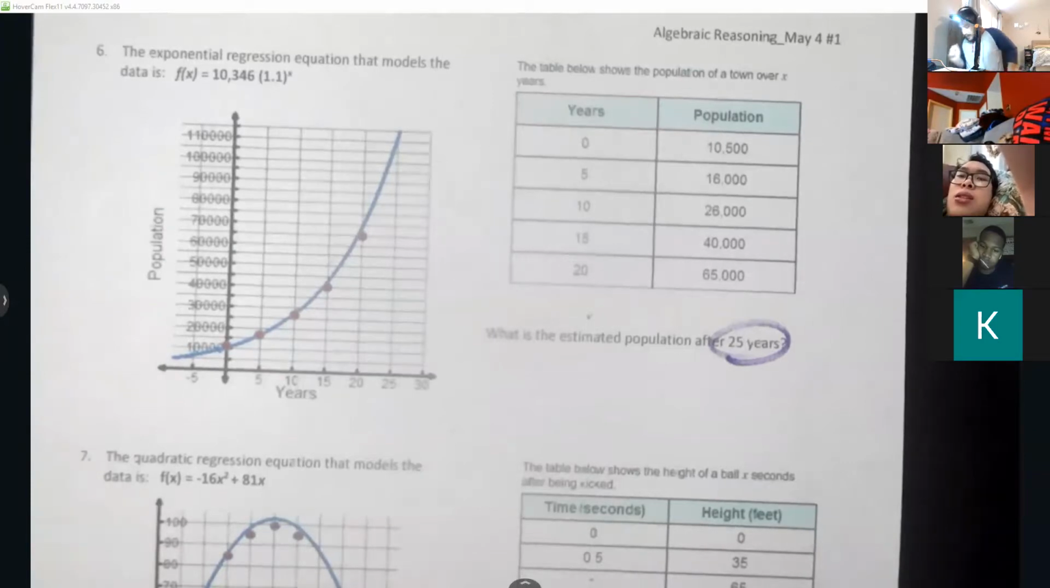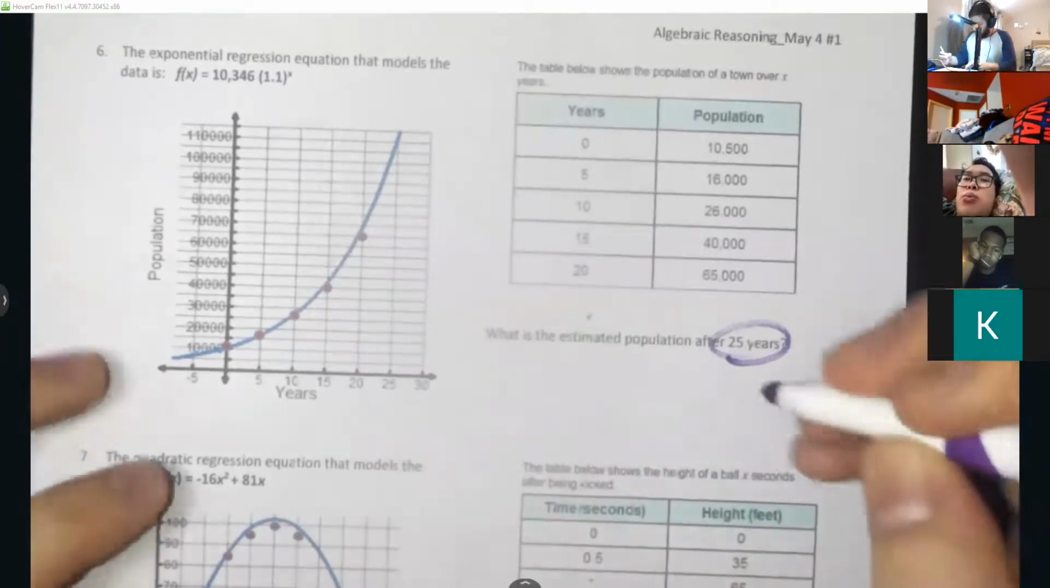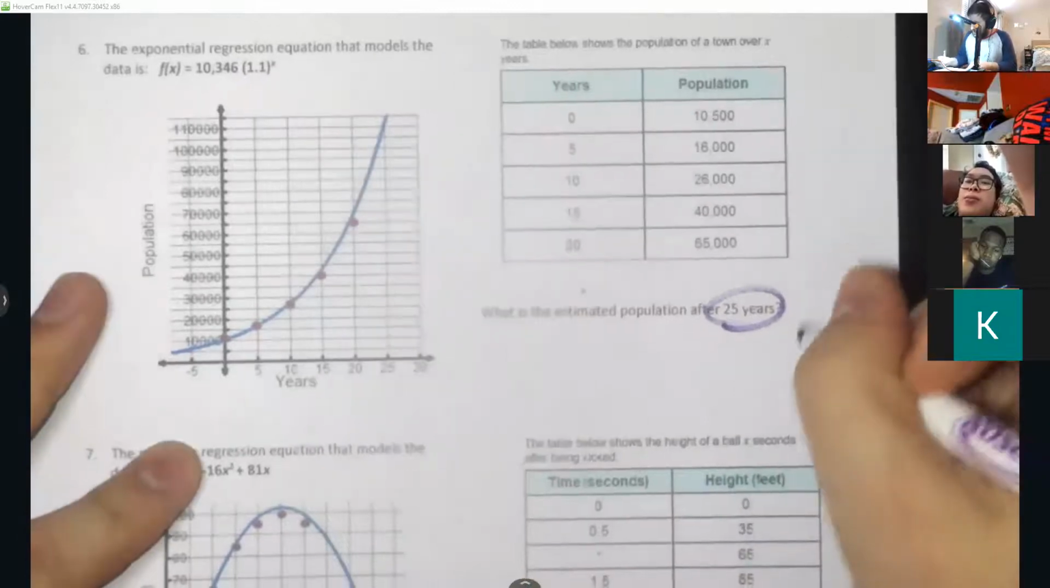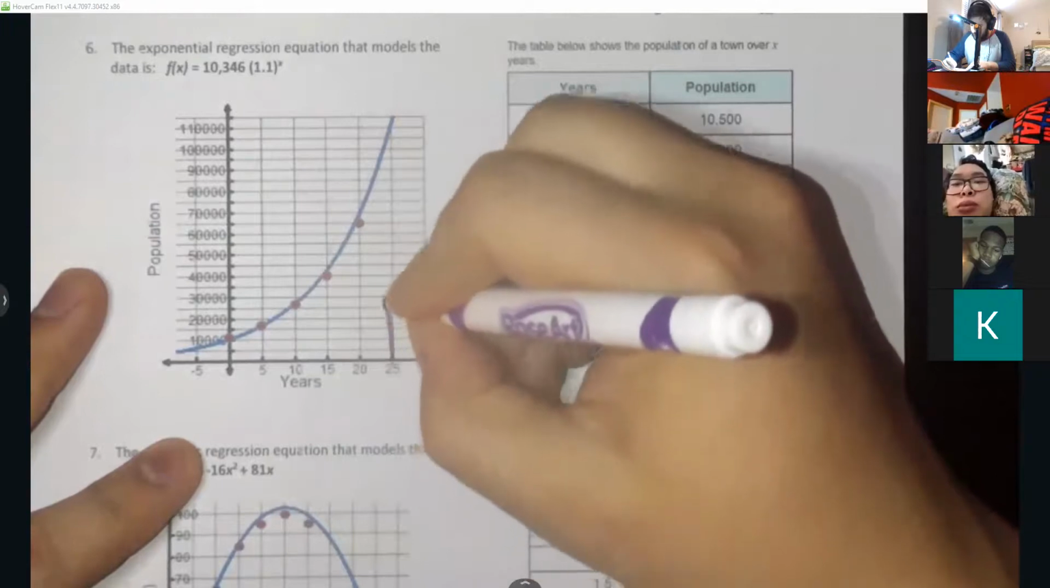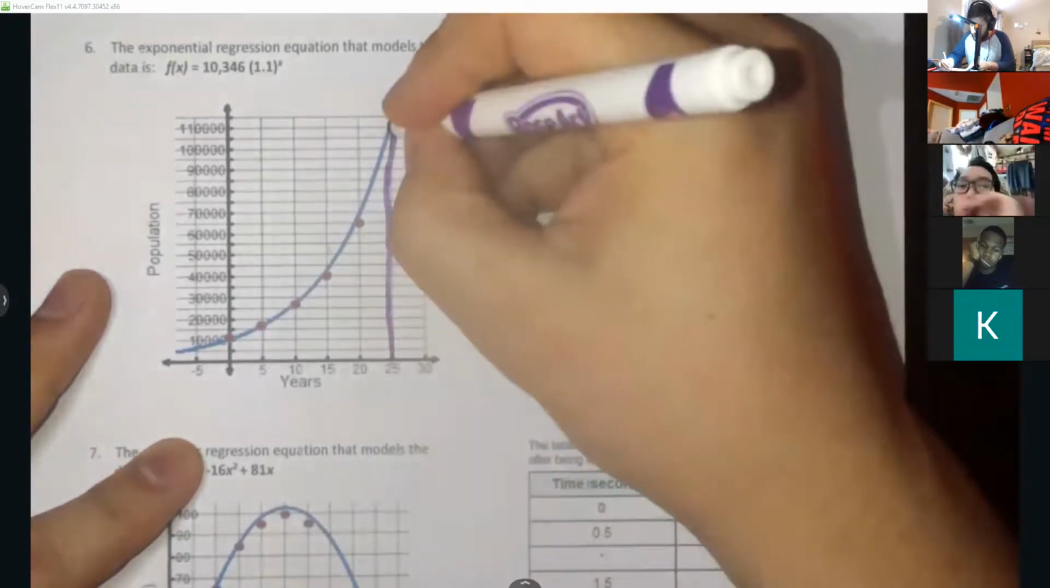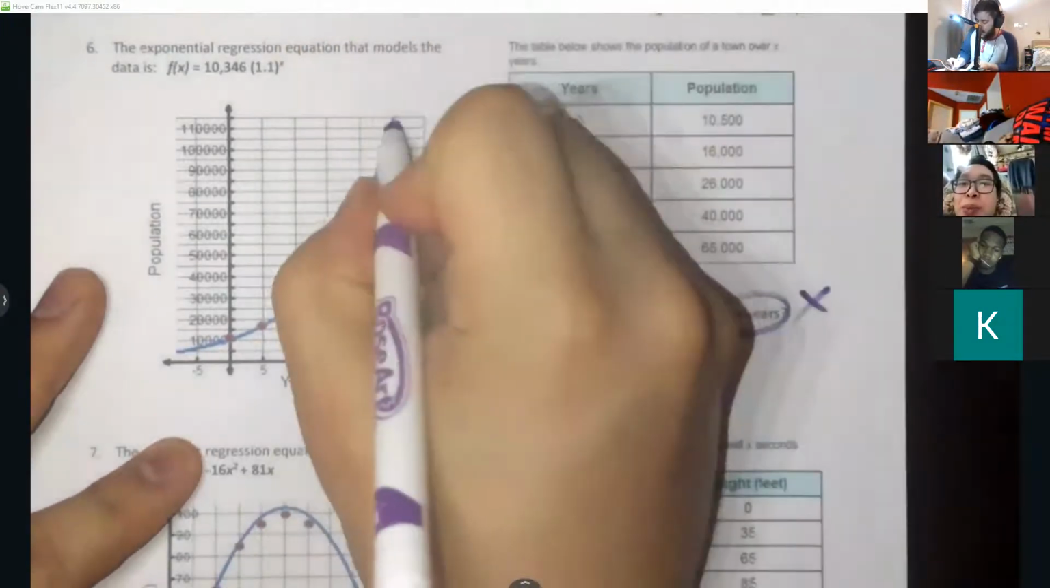What do y'all think? X. Well, year is an X, and the population is a Y. Absolutely. So they gave us X is 25. So go down here to X is 25. Go touch our graph right there. Let's see, what's that Y value there?